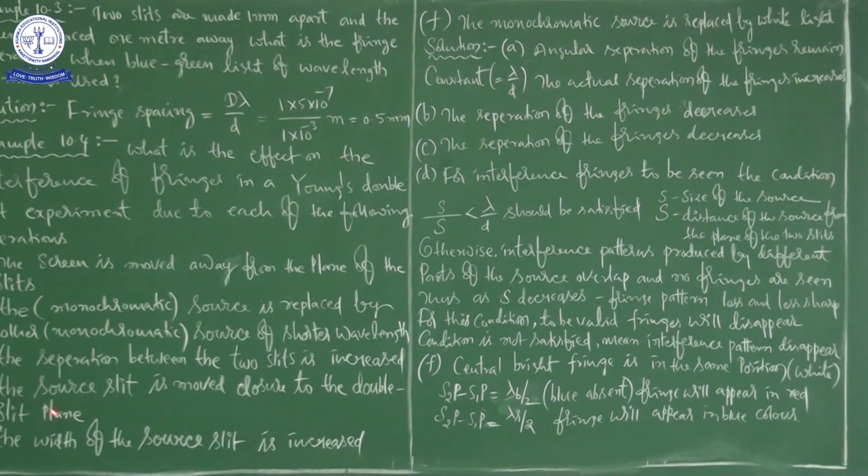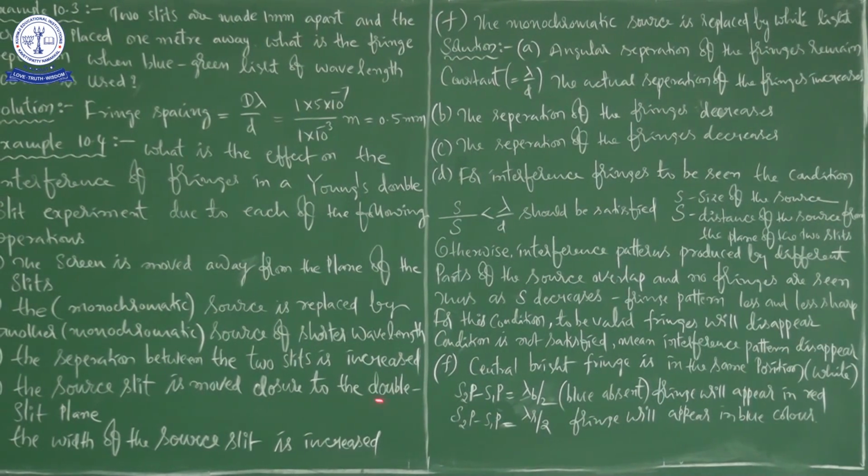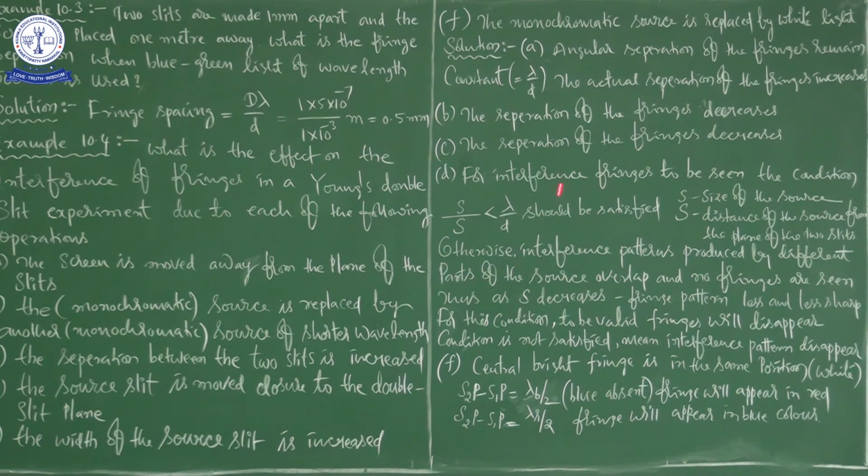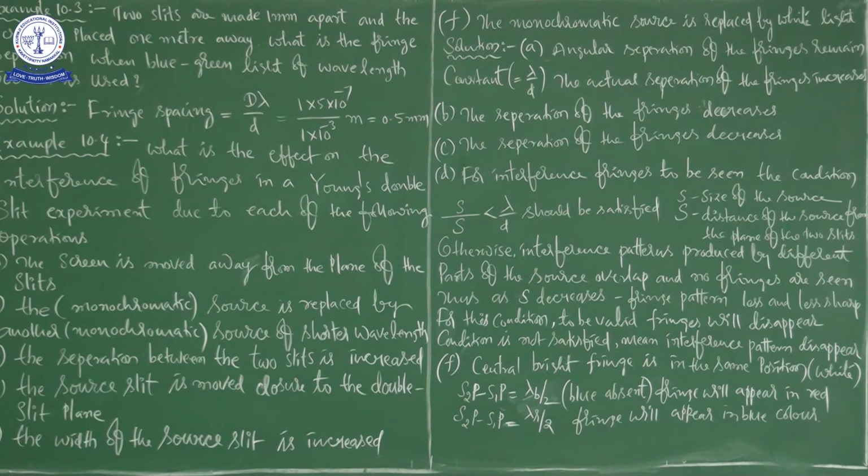Next, D: the source slit is moved closer to the double slit plane. So where is the source slit? Here. Where is the double slit? We know. When the source slit is moved closer to the double slit plane, what will happen? For interference fringes to be seen on the screen, there is one condition we have to keep in mind: small s by capital S is less than lambda by small d.